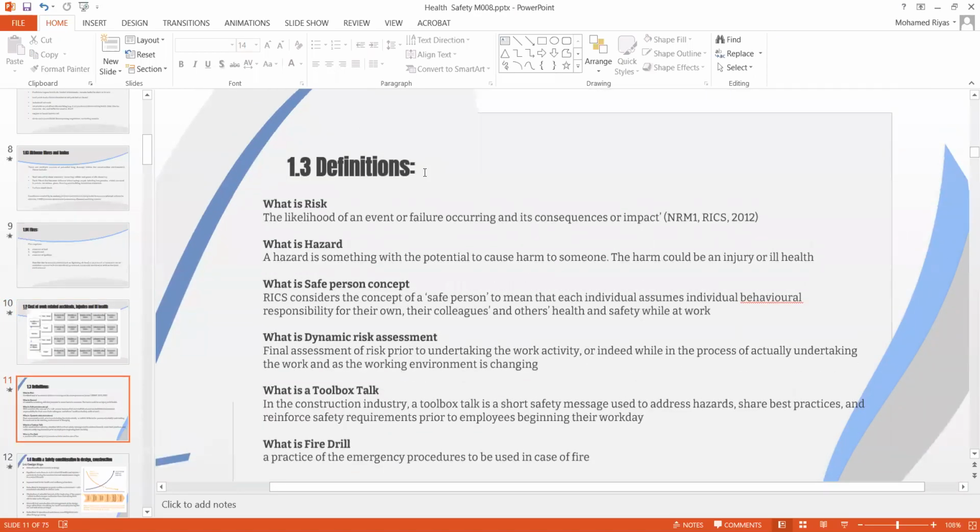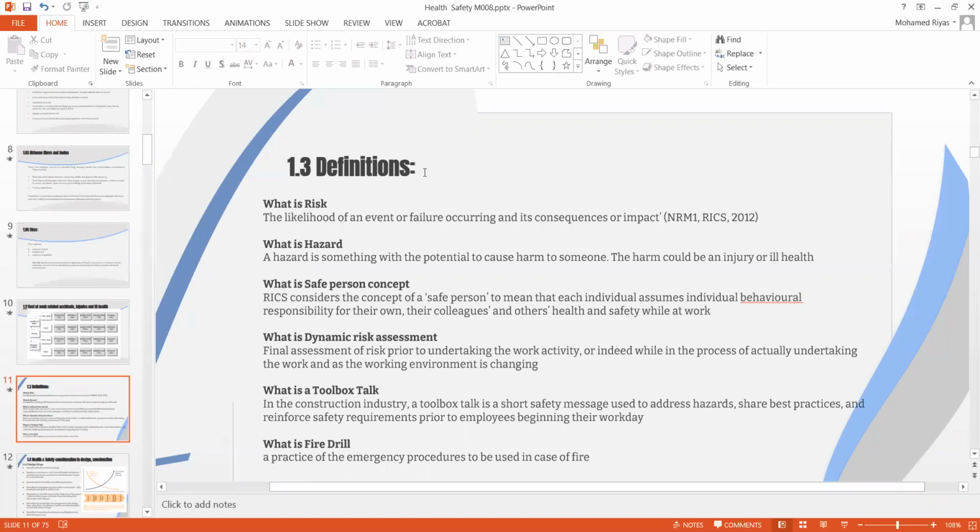Coming to the definitions part, which might be level 1, you will be asked to answer a few areas. The basic one, simply: what is risk? Risk is the likelihood of any event or failure occurring and its consequence or impact. It's the probability of an event or failure occurring. So this is the simple answer we could give.